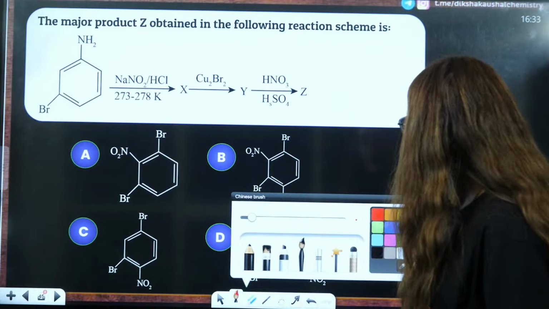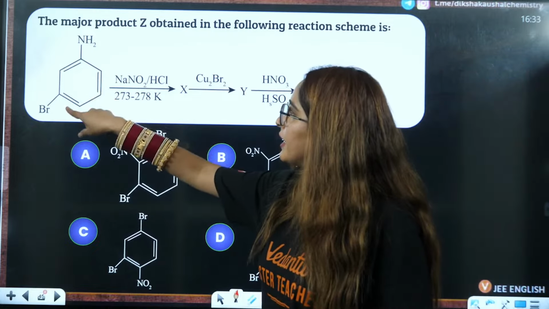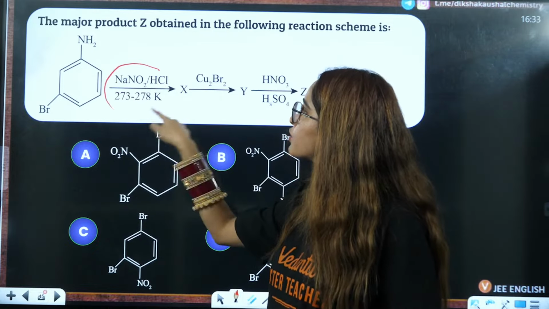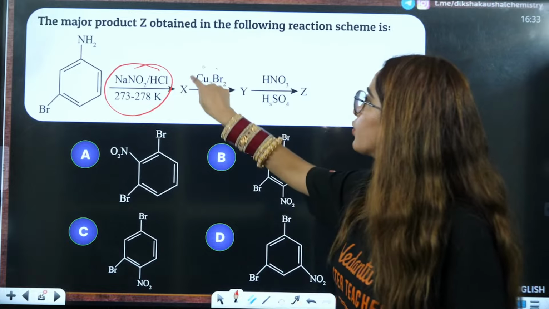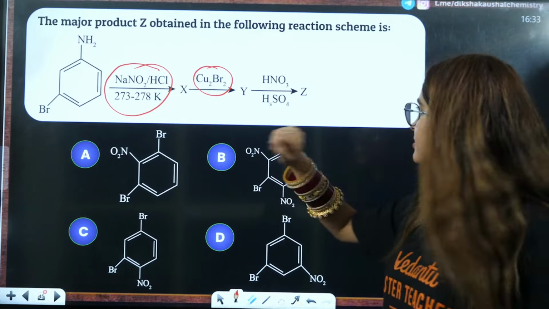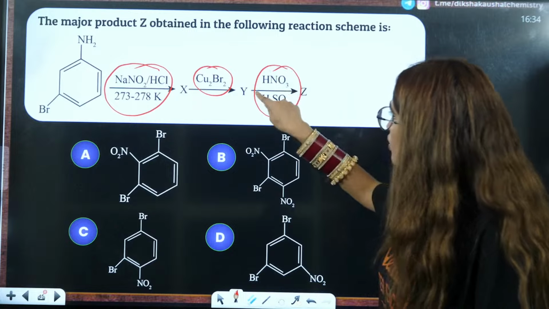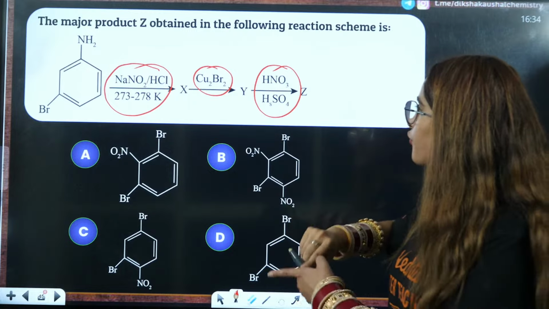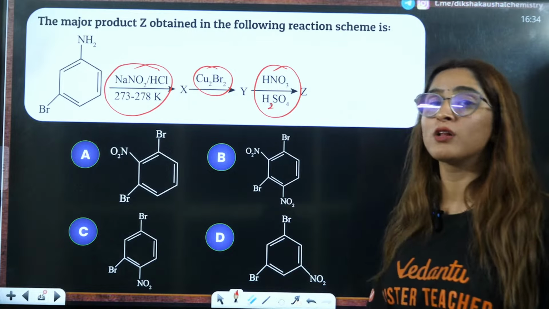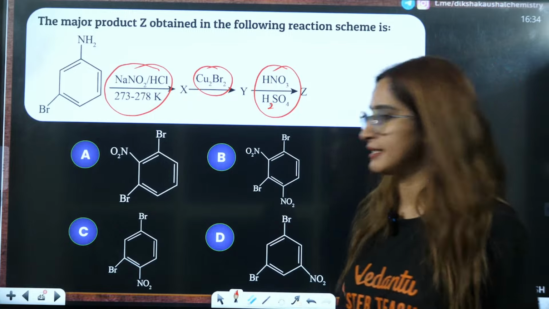Okay. Now let us see. Here you have diazotization. After that, Cu2Br2, again Sandmeyer's reaction. Then this is HNO3, H2SO4. That means nitration also we are doing in the end, right?